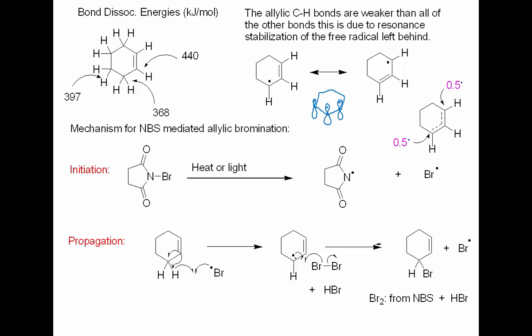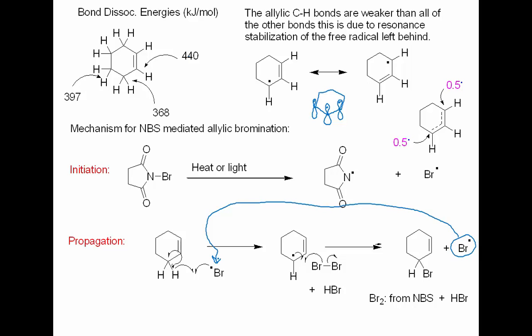So the allylic radical is going to abstract a bromine from Br2. This is going to now give us the allylic bromide and Br dot. And this is going to come back in here, recycle itself, and continue the propagation process over and over and over, making lots of the allylic bromide and lots of succinimide. Okay? So this is the mechanism.